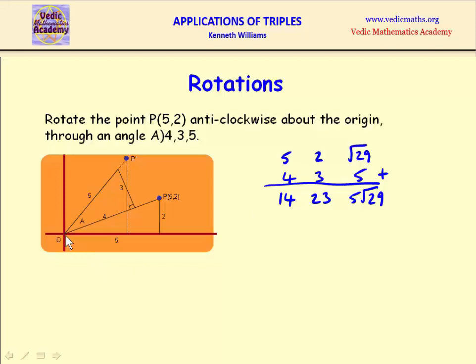Now because we know OP is root 29 and OP dashed must have the same length, we've got to divide this triple through by 5 in order to get OP dashed equal to root 29. And as I said before, we always divide these numbers by the third element of the rotation triple. We don't have to work out this root 29 at all. So we simply divide these two numbers by 5 to get the answer. P dashed is 2.8, 4.6.